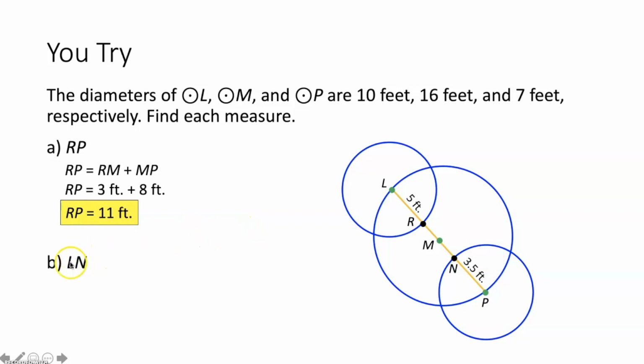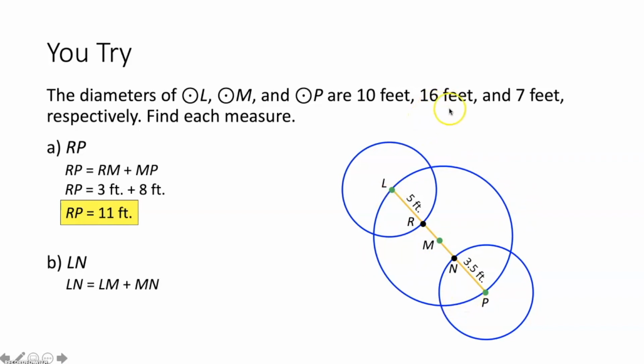Next, we can find the measure of segment LN. So where's segment LN? That would be this segment right here. Well, again, we have a segment made up of 3 different segments. Or we can write it as 2 segments, the measure of segment LM plus the measure of segment MN. And again, we do this because segment LM is a radius of circle M.